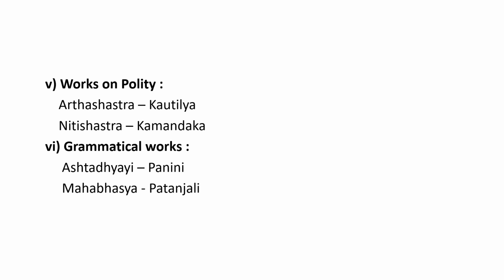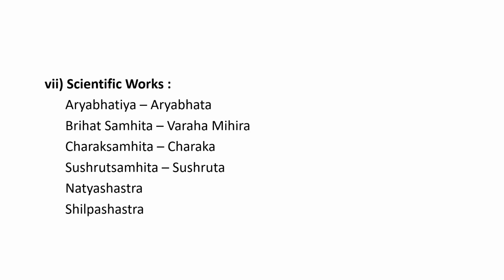The next category of secular literature is called scientific works, in which we have Aryabhat's Aryabhatya, which is an astronomical treatise composed by the 5th century Indian mathematician Aryabhat. Similarly, we have Brihat Samhita, which is a 6th century Sanskrit language encyclopedia compiled by Varahamihir.